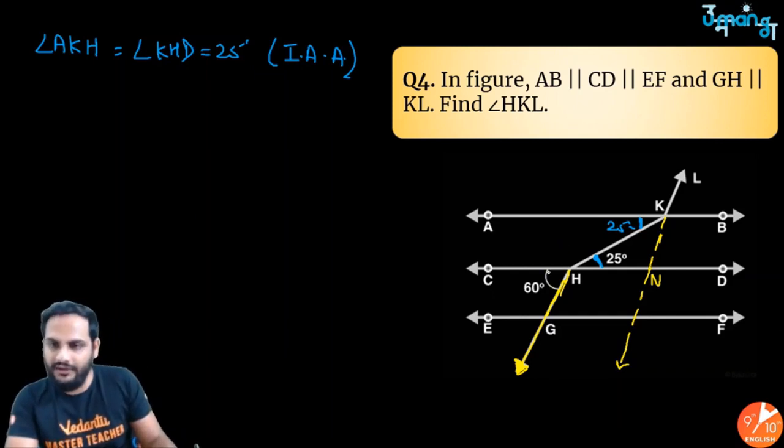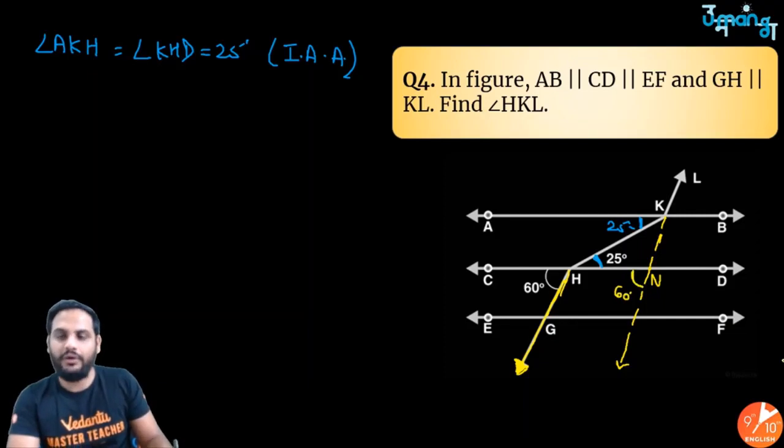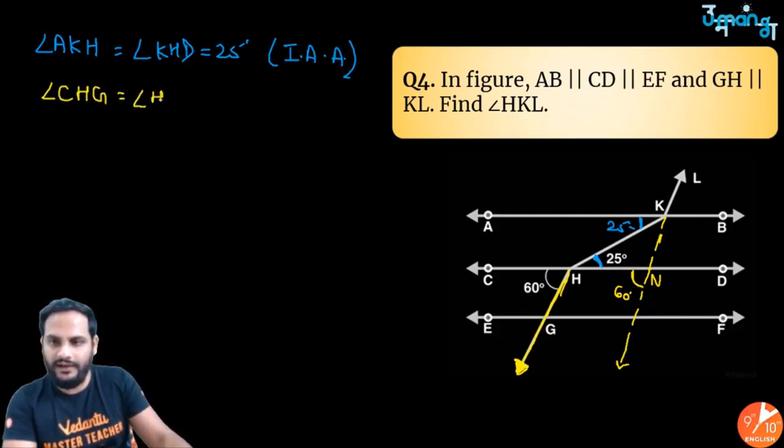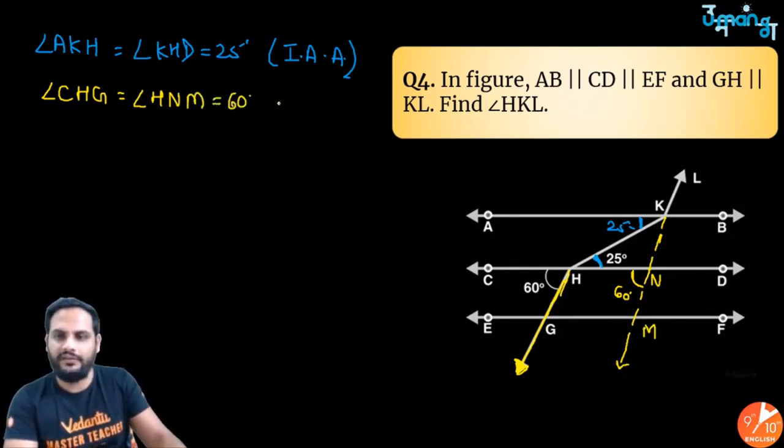Tell me one thing, if it is 60 degrees, I can say this also will be 60 degrees because of corresponding angles. So I can say angle CHG is equal to angle HNM. Here also give a name, this is N, so give this M. Both are equal to 60 degrees. The reason is corresponding angles. It is clearly visible, so this also became 60.